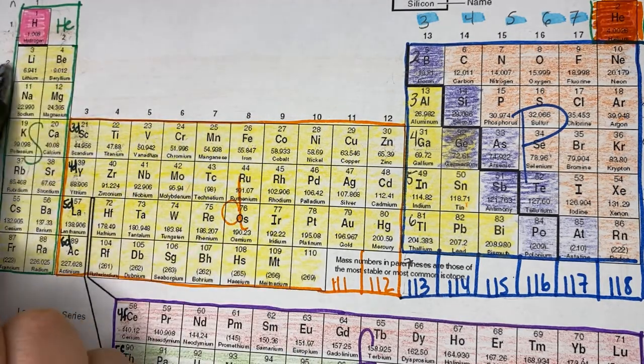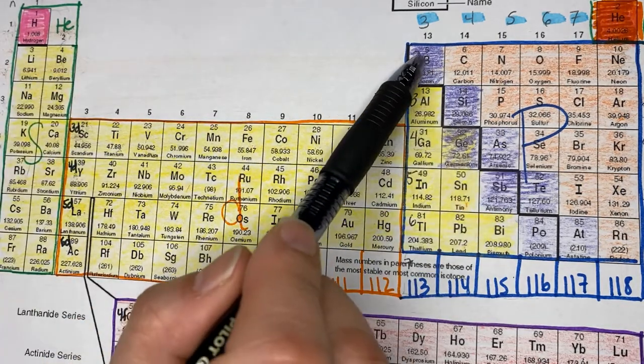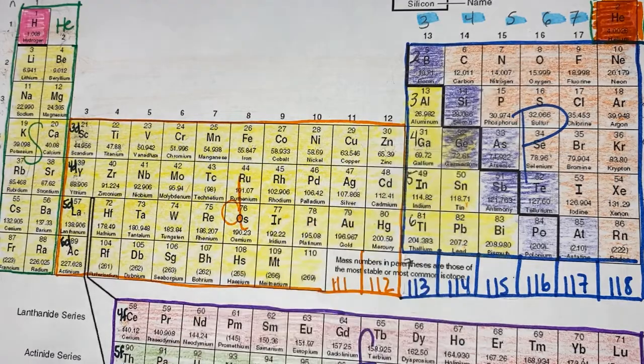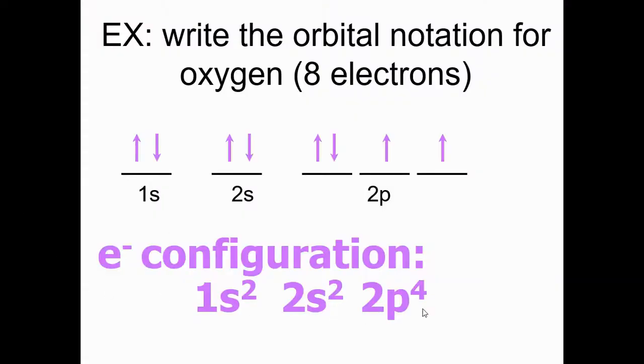1s2, 2s2, 2p, how many? 1, 2, 3, 4. 2p4. So we were able to come up with the same electron configuration using the periodic table. There is a built-in check here. We have a total of 8 electrons. If you add up your superscripts, they should add up to 8. 2 plus 2 plus 4 gives you 8. You didn't forget any electrons.